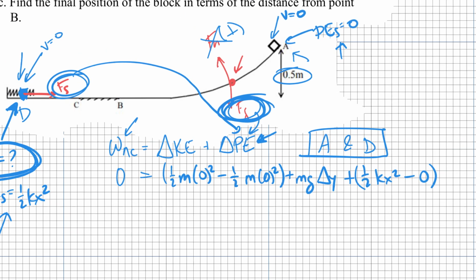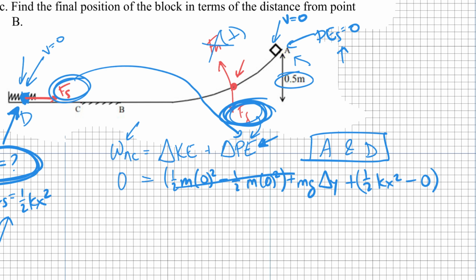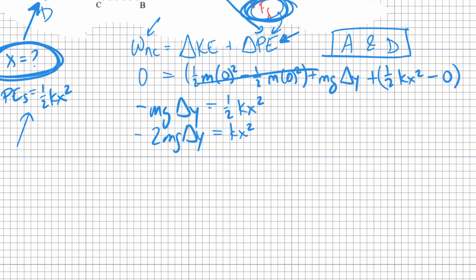Okay, so all of this goes away because there's no kinetic energy. This mass can't cancel out, unfortunately. So let's rearrange this. What do we solve for? x squared. Okay, so I'm going to get negative mg delta y equals 1/2 kx squared. Negative 2mg delta y equals kx squared. So let's divide by k and take the square root. Negative 2mg delta y divided by k, square root, equals x.